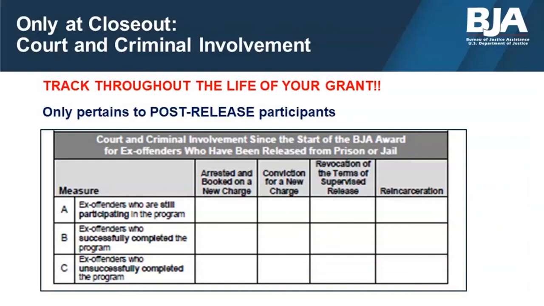And now we've reached the final section of short answer type questions. The court and criminal involvement section is only shown at the grant's last closeout period, but you need to track this data through the life of your program. It asks for the total number of post-release participants who have had a court and or criminal involvement event since the start of the SCA BJA funded program. There are some other questions related to describing the source of this data, which you can review in the questionnaire.